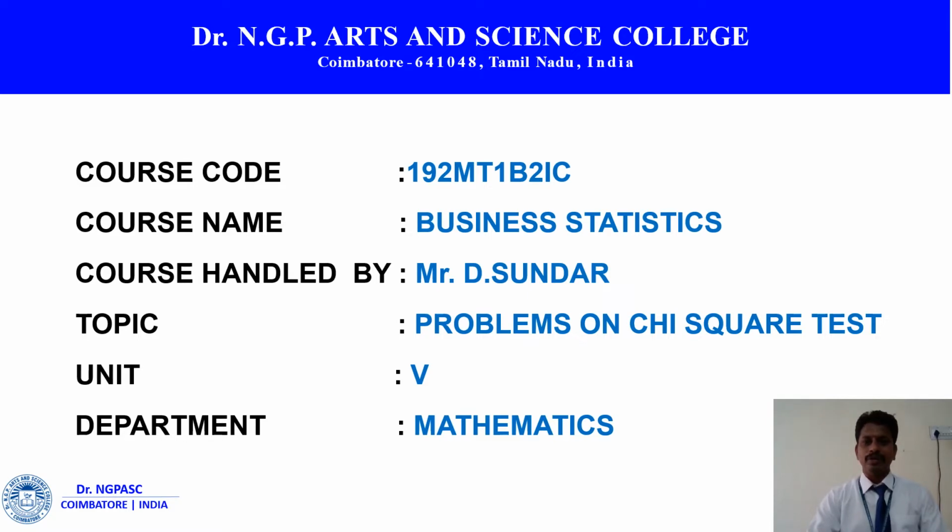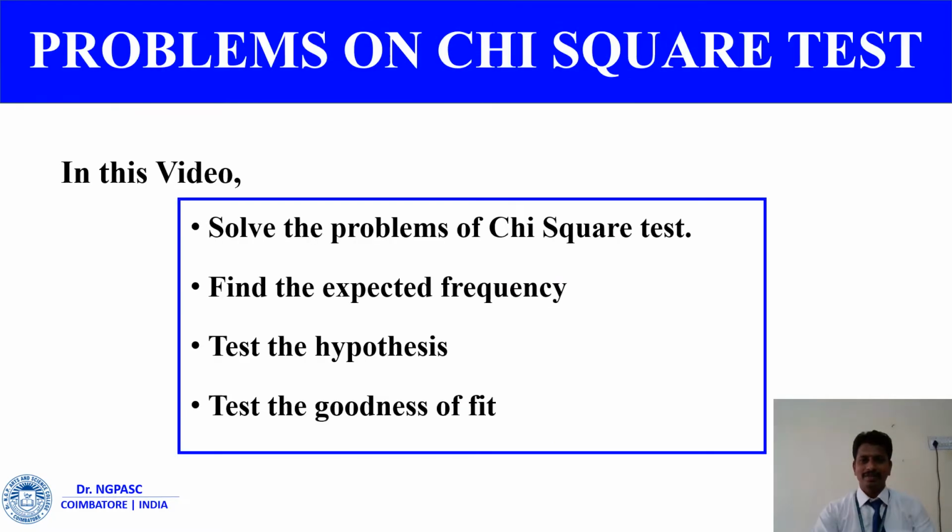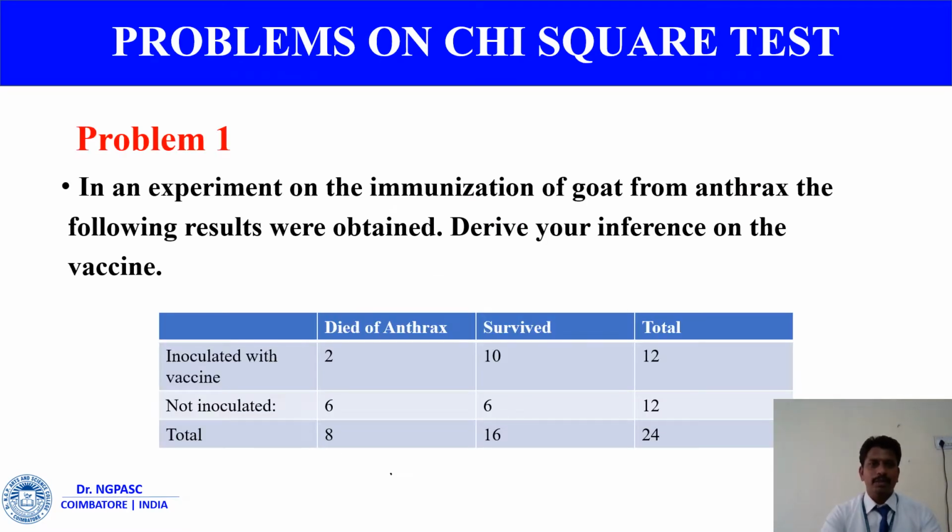We discuss problems on chi-square test. The chi-square test is applied in statistics, especially business statistics, to test the goodness of fit. In this video, we solve problems of chi-square test, find the expected frequency, test the hypothesis, and test the goodness of fit. Now we are going to see problem number 1.